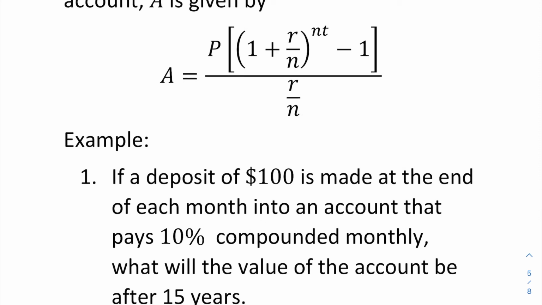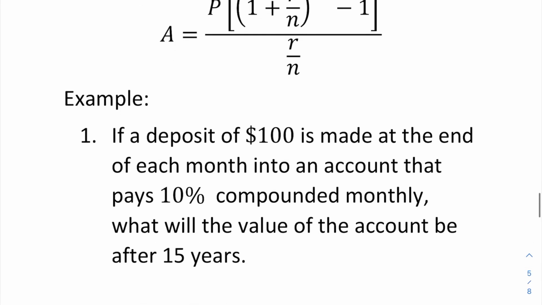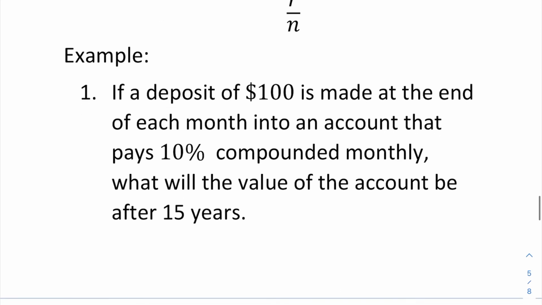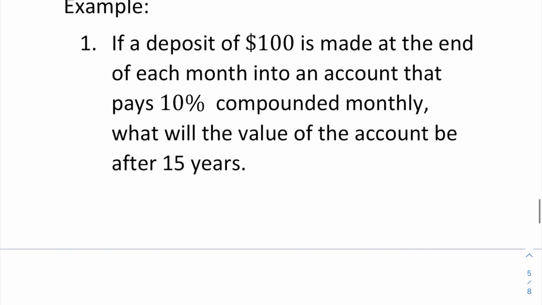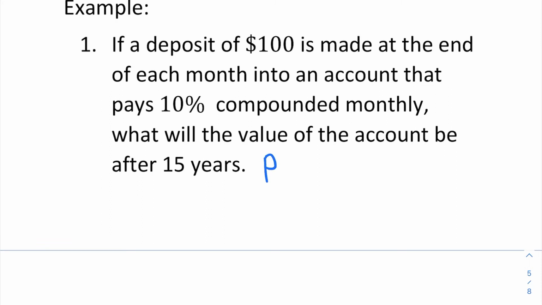All right, so we're being asked here to look at deposits of $100. So those are the individual deposits. The letter that we're using for the individual deposits is P. P is the individual payment amount. You're depositing $100, and it's made at the end of each month. So it looks like the compounding period is each month, and it specifically says compounded monthly.